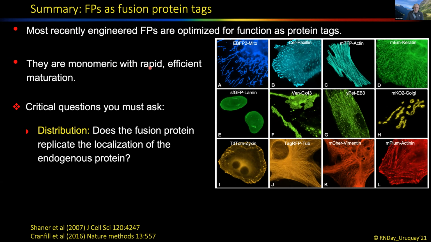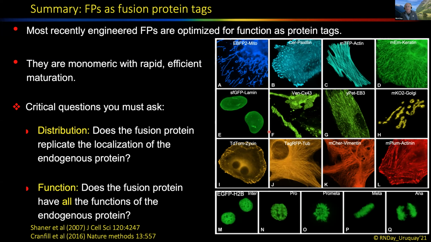However, if you're going to use these in the types of studies that I'll describe to you in a moment, you have to ask these critical questions. You have to ask, does the fusion protein with these different FPs behave just like the endogenous protein? And these can be very difficult experiments to do. And the other key question is, does it have all the functions that that endogenous protein has? And again, we can show, for example, this is a histone protein tagged with EGFP and showing a cell going through a complete cell division, showing that these histones tagged with GFP have the normal function. So these are very important things you should be considering if you're going to do these types of experiments.